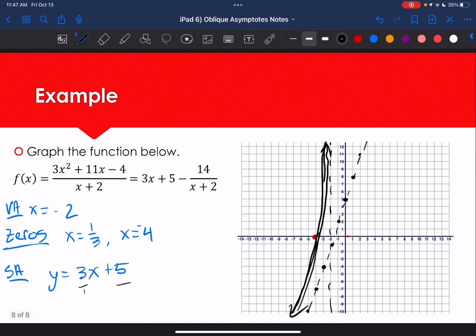And then over here, get close to the asymptote. Get close to the asymptote. Something like that. It's not perfect, but I'm happy with it.